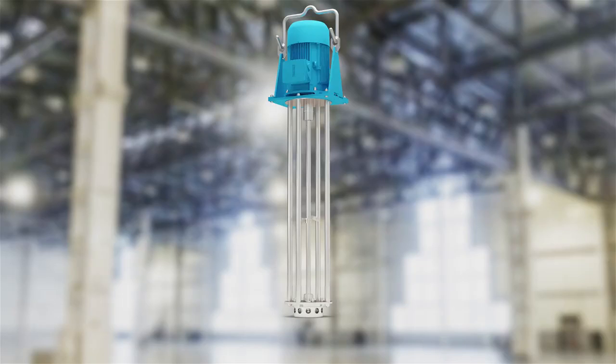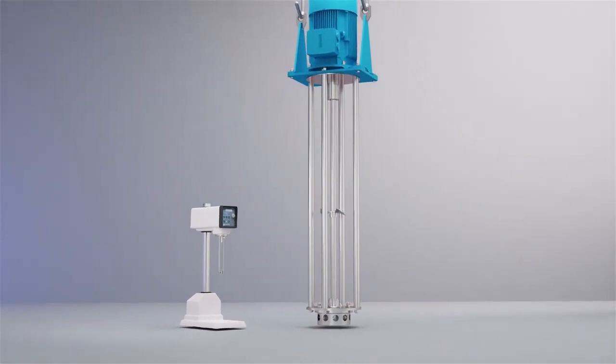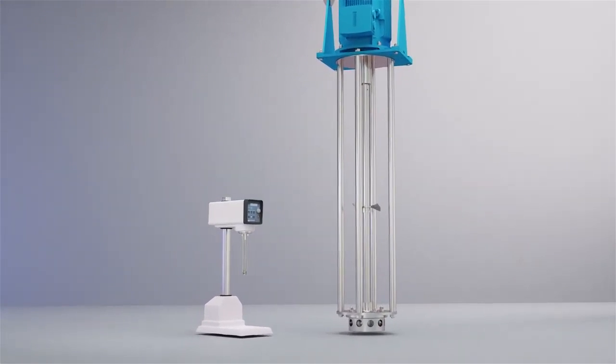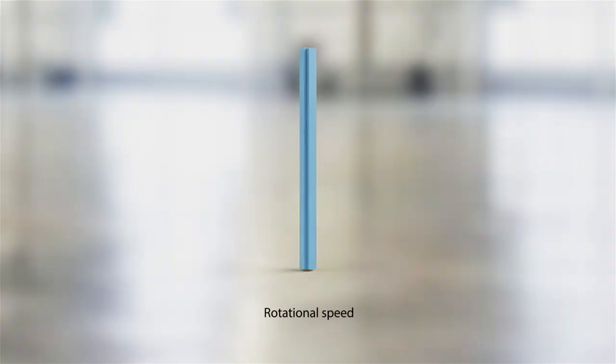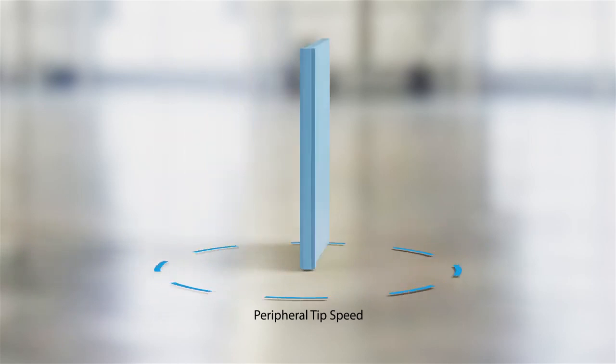In this video, we're going to explain the difference between the rotational speed, or RPM, and the tip speed of a mixer, and why the tip speed of the rotor is the more important factor to consider with high shear mixers. In simple terms, the RPM relates to how fast the motor and mixer shaft is rotating, while the tip speed is a measure of the distance travelled in a set time by a point on the periphery of the rotor.